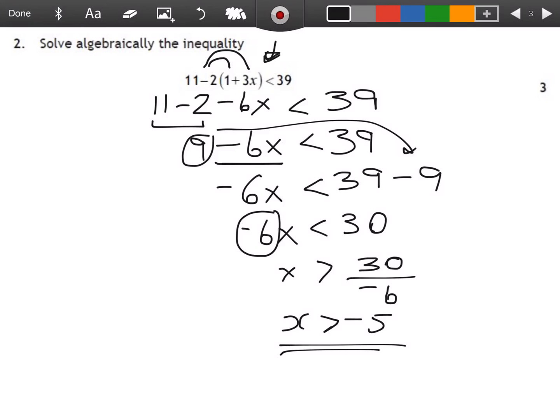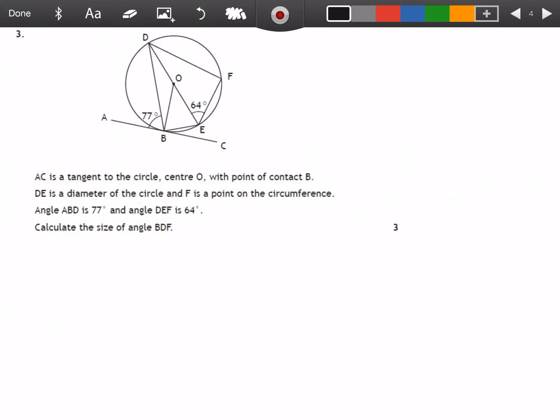Okay? Now, when we divide by a negative number, we must reverse the inequality symbol. If that was just divide by 6, if it was only 6x, we would not reverse or flip the inequality symbol. It's only because we divided by the negative 6 here. Because we divided by negative 6, we reverse the inequality or flip the inequality symbol. Okay? Right, number 3. Oh, we love these questions, right?